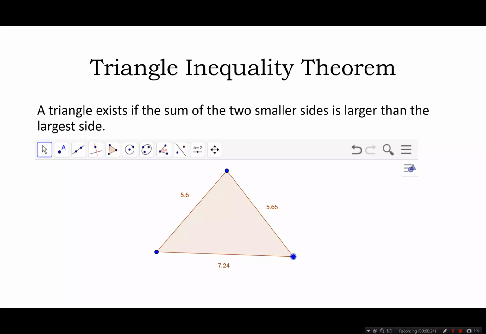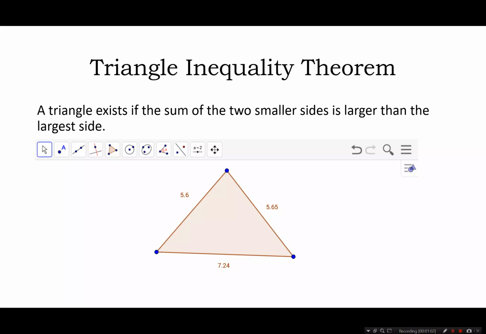So what I actually have here is a program that has a triangle drawn for me where I have all the sides labeled. And notice we have three sides, 5.6, 5.65, and 7.24. The two smaller sides, 5.6 and 5.65, add up to equal 11.25, which is obviously larger than 7.24. So, does this work on every single triangle, or am I just giving you one to try to trick you?